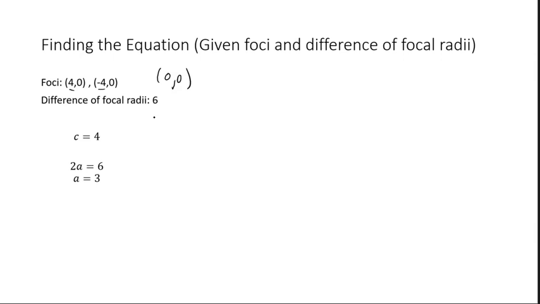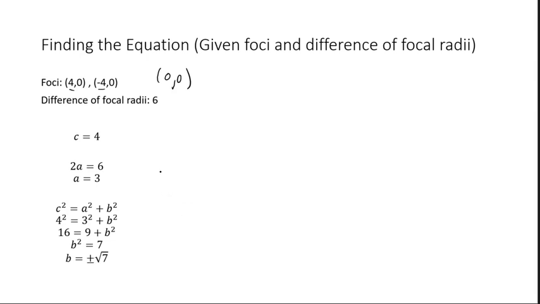So using this information, we can then use this with our equation, c squared equals a squared plus b squared, to find b. So plug a 4 in for c, plug a 3 in for a. We now have 4 squared equals 3 squared plus b squared. And that gives you 16 and 9. Subtract 9 from both sides, so b squared would equal 7. And then take the square root. So b would be plus or minus square root of 7.